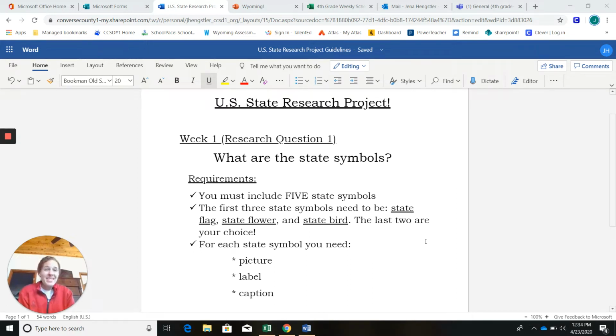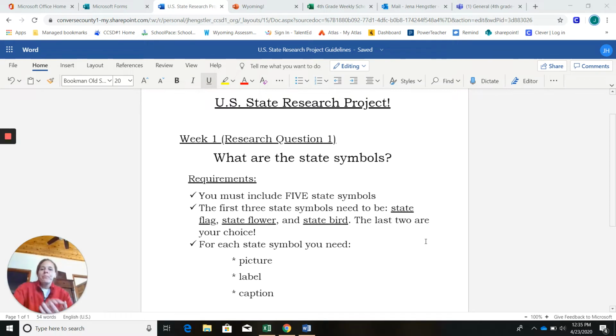So you can pick any state that you want except Wyoming. The reason we are going to not let you do Wyoming is for 2 reasons. One, we're going to use Wyoming as our example when we show you guys some examples of what this project should look like. And also, you guys have learned so much about Wyoming already this year that we really want you to pick another state that you're interested in and dive into researching that state and sharing all of your information with us and your classmates.